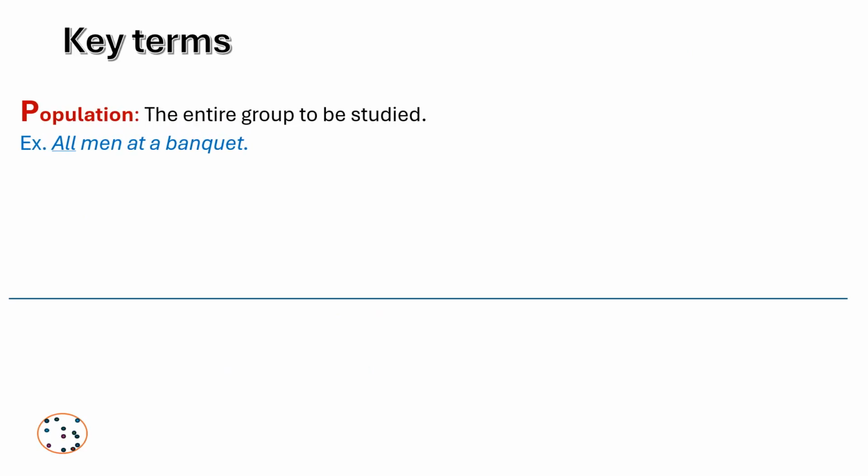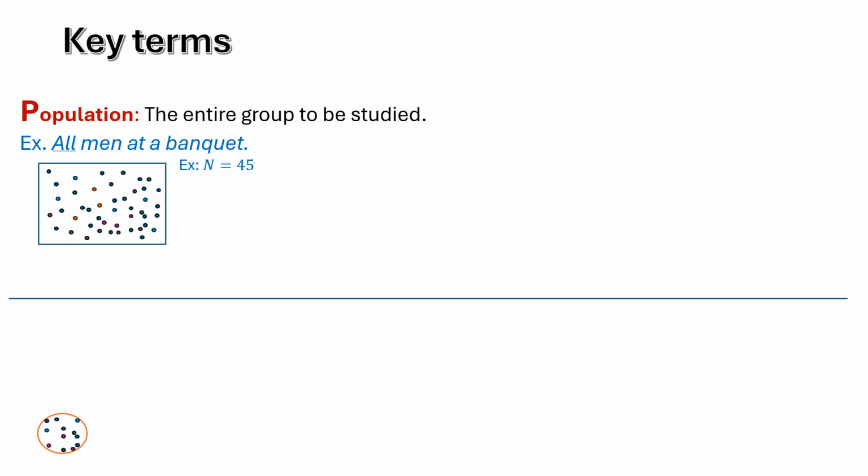Here are some key terms. First, we have population. Population is the entire group to be studied. Let's say we want to know something about all men at a banquet. The population of interest would be all men at a banquet. Here we have N equals 45. We use N to represent the population size, which in this case is 45.